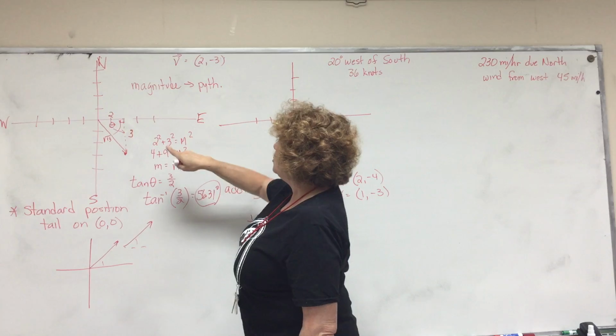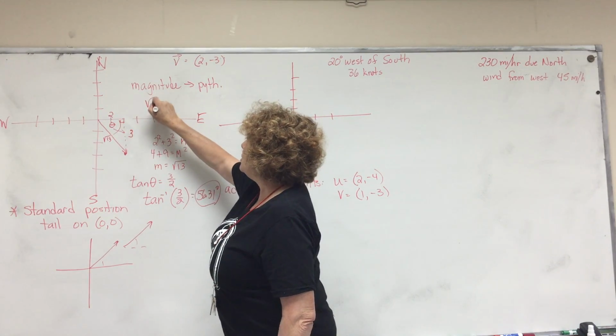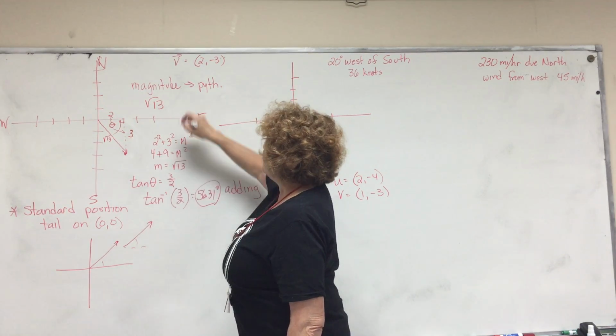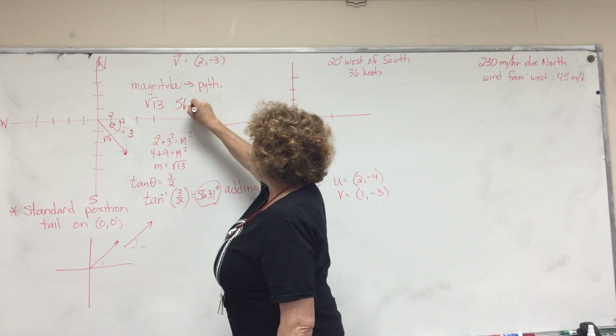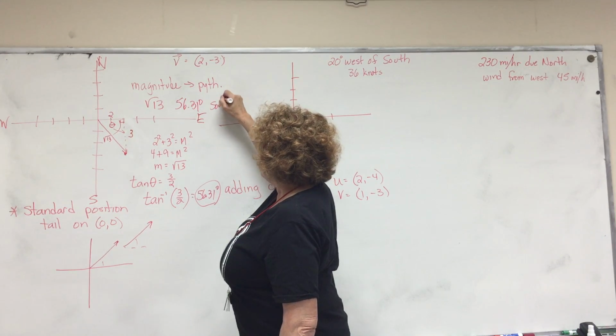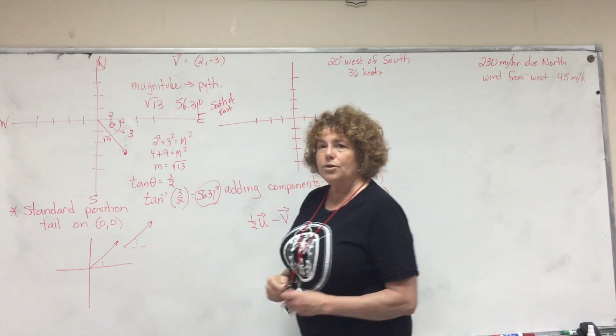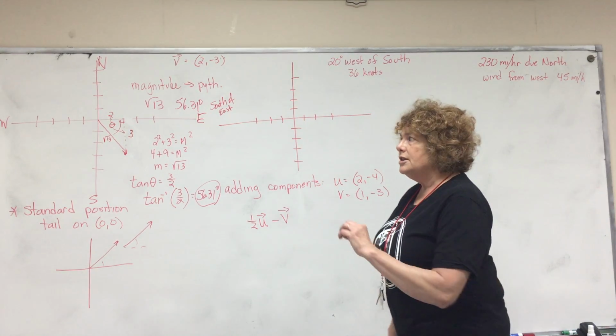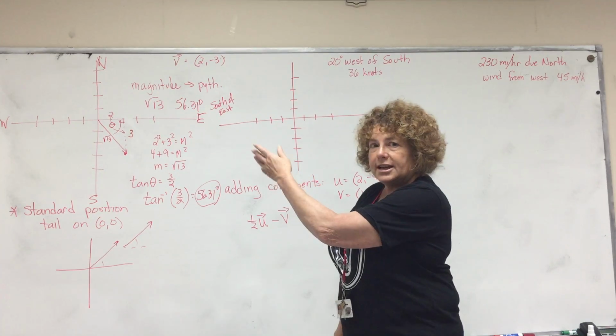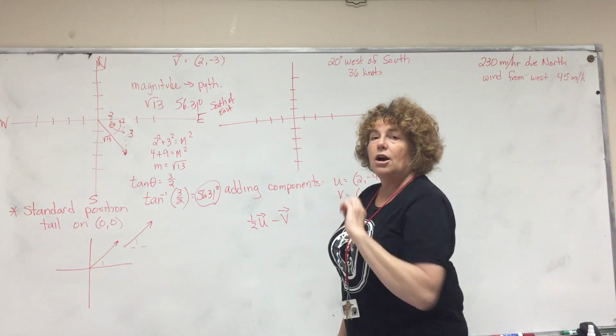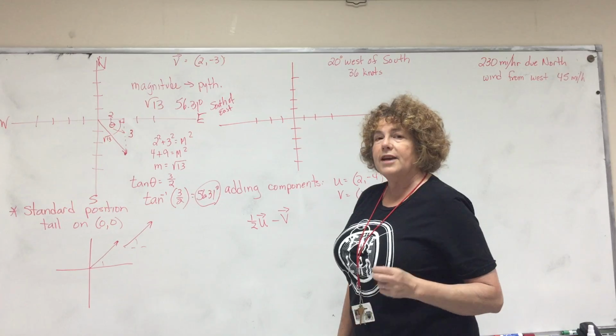So your answer would be root of 13, and it is 56.31 degrees south of east. And that's how you would write your answer for that. So you see how we're using our sine, cosine, and tangent to find our direction for our vector.